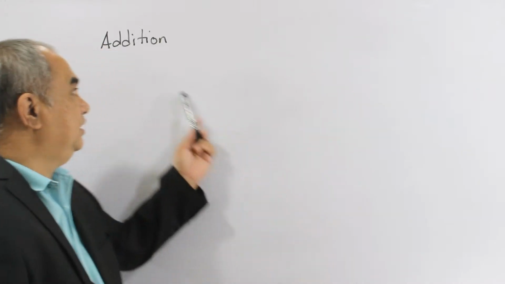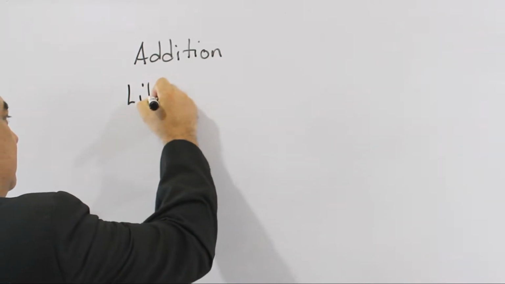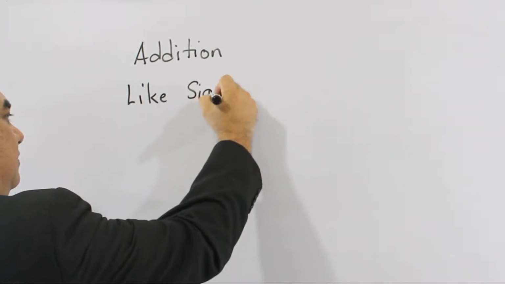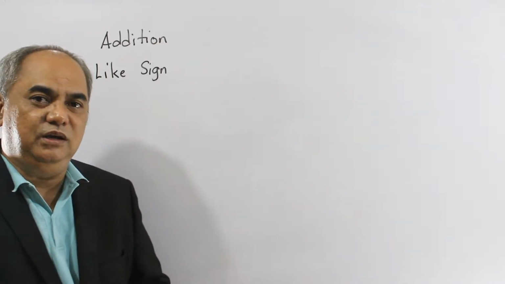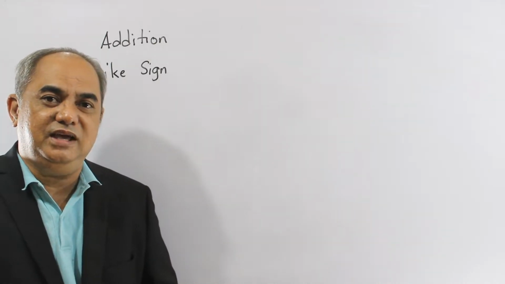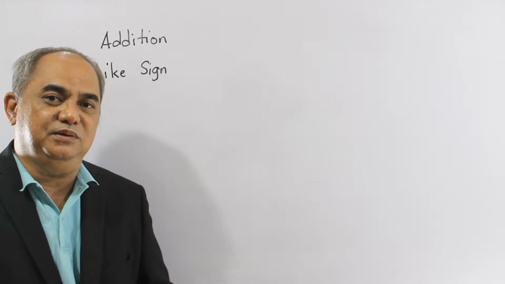For addition, the first thing that we need to understand is what are the signs of the two given addends, because the process is addition. In integers, there are only two possible signs: one is positive and one is negative. When two addends are both positive or both negative, they are like sign. Conversely, if one addend is positive and the other one is negative, these addends are what we call unlike sign.